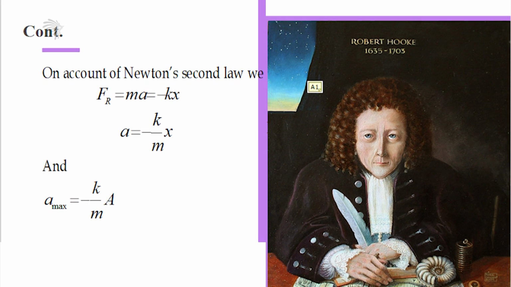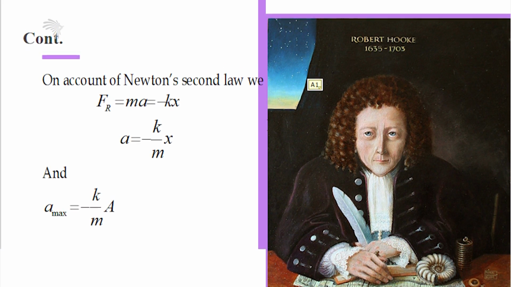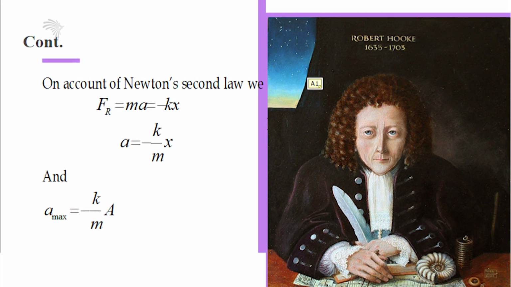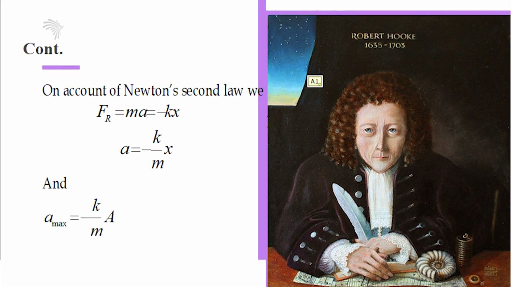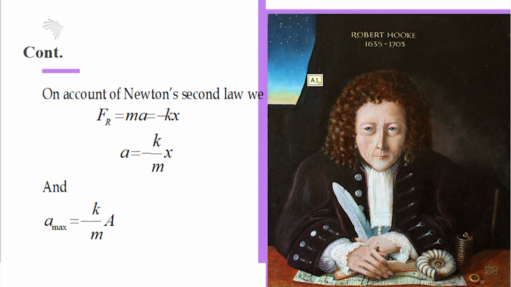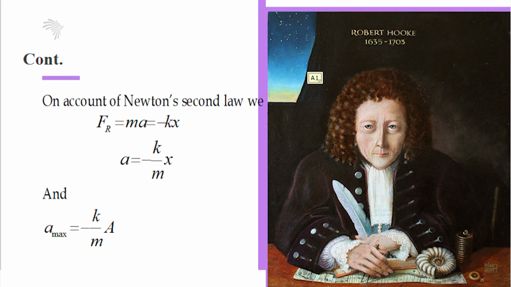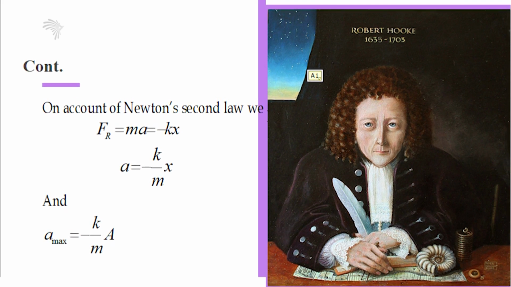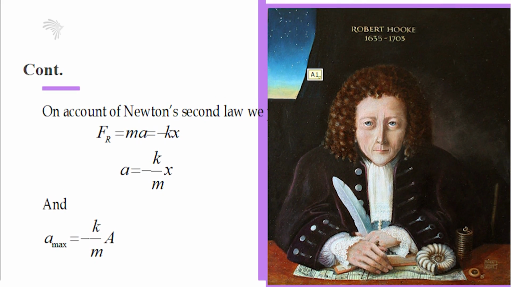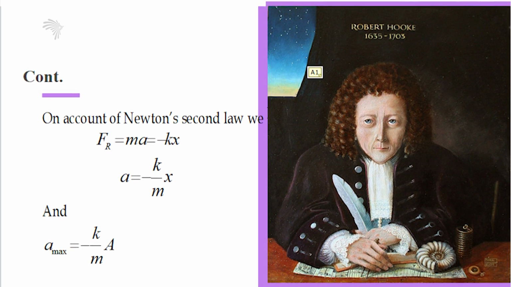In case of simple harmonic motion, the net force is equal to the restoring force, which is minus k times x. Solving for a, the acceleration of an object executing simple harmonic motion can be determined by the equation a is equal to minus k over m times x. And you can see that the acceleration gets maximum value whenever the displacement gets its maximum value. This equation justifies that the acceleration of a simple harmonic motion is directly proportional to the displacement but in opposite direction.